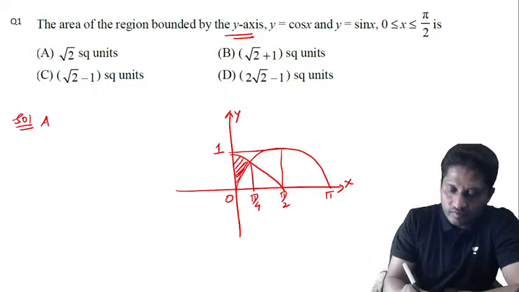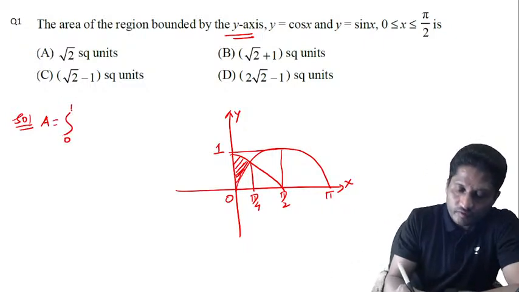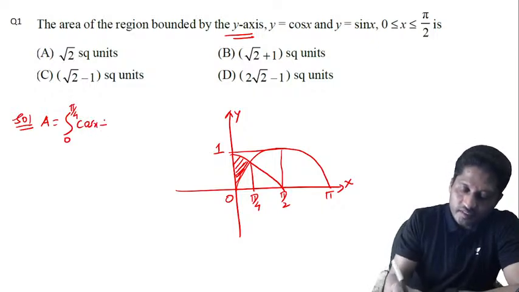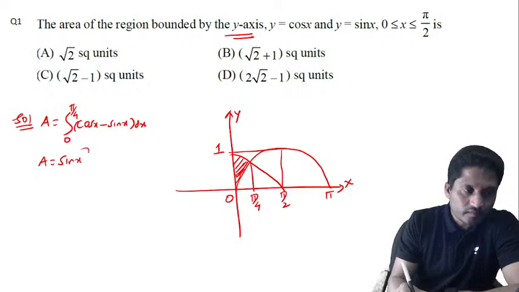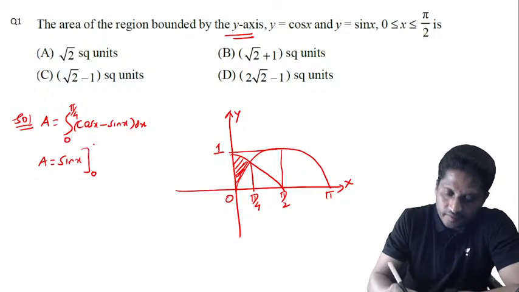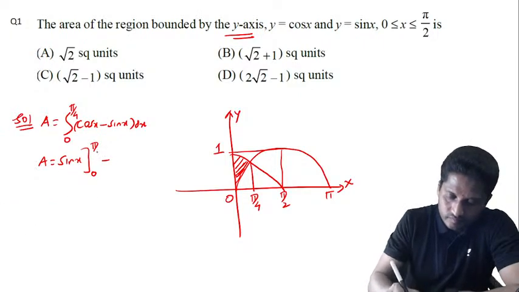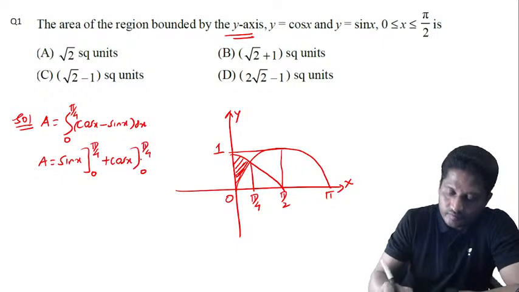Okay, now area is equal to 0 to pi by 4, this is cos x minus sin x. Integration of cos x is equal to plus sin x, this is 0 to pi by 4. And integration of minus sin is plus cos, plus cos between the limit 0 to pi by 4.